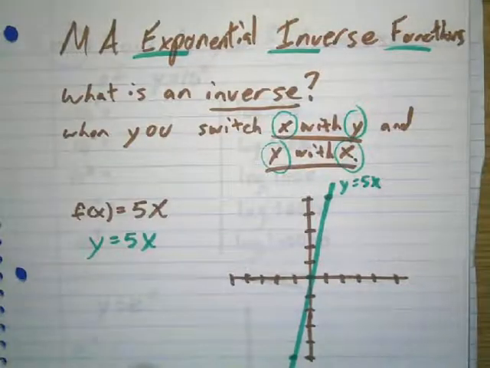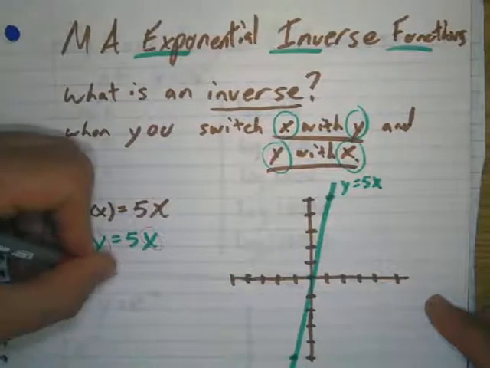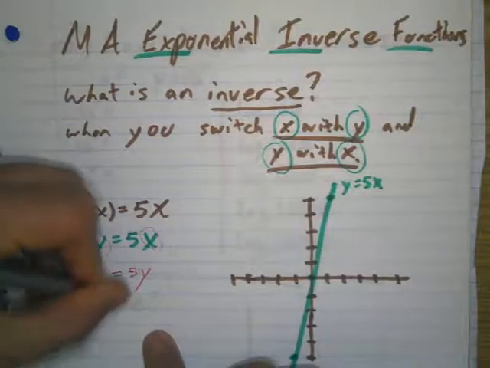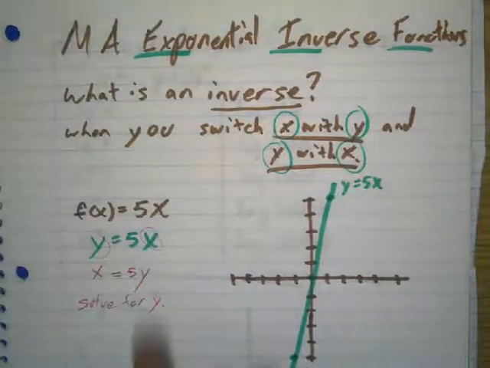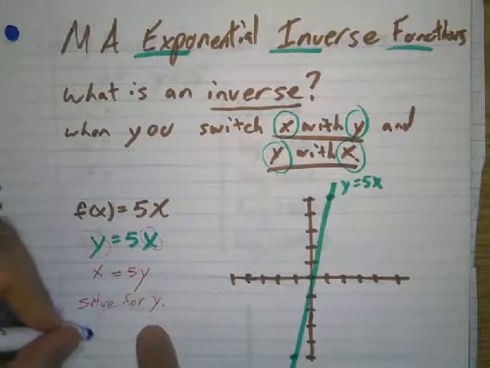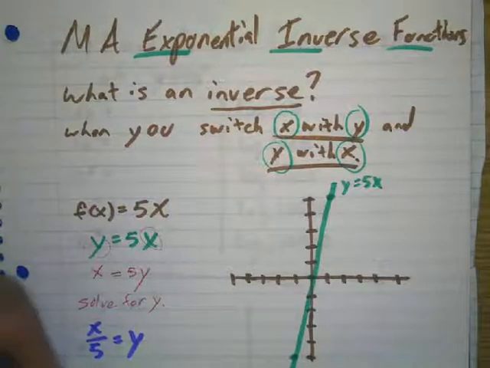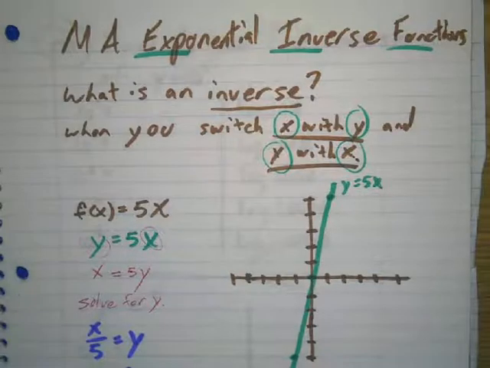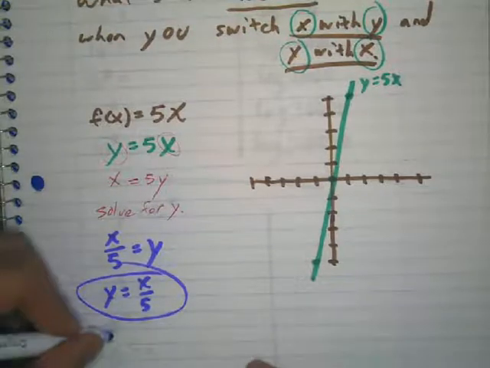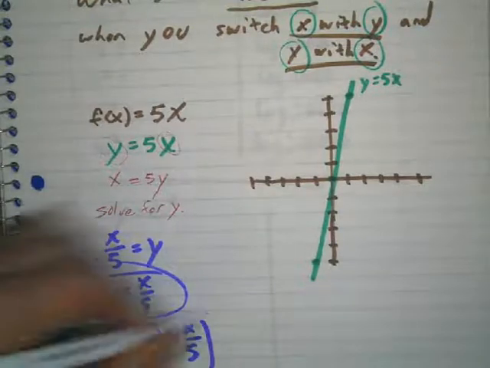Alright, so if I'm going to find the inverse, I'm going to change the y into an x and the x into a y. So let's do that. I have x equals 5y. And now let's solve for y. In order to solve for y, we'd have to divide both sides by 5, and then we would end up with x over 5 equals y. So y equals x over 5, and now we can say we found the inverse. One way we would write this is f to the negative 1 equals x over 5. And this is how we write inverse functions.